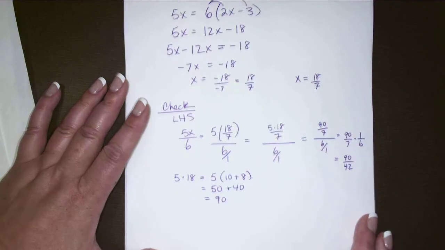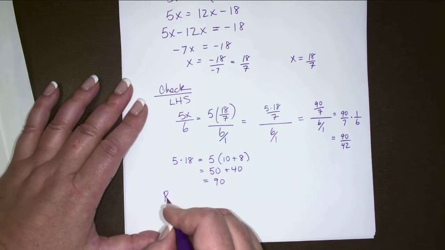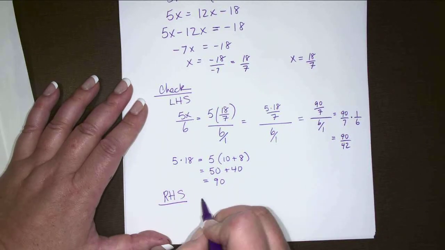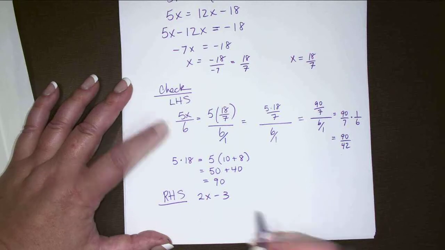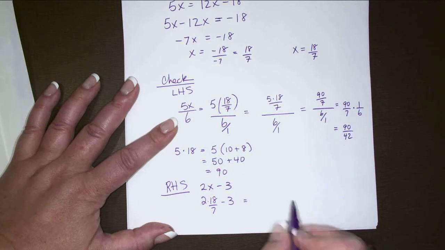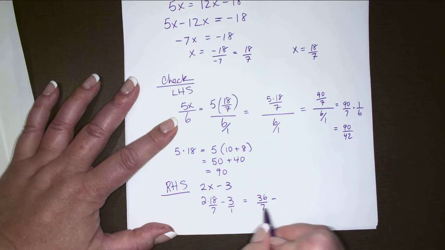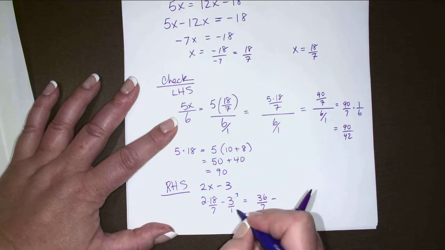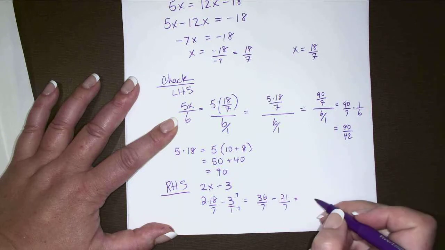But you don't actually need the answer, and maybe this is the way it's going to look on the right-hand side. So what do we get on the right-hand side? 2x minus 3 was the right-hand side. And what are we plugging in? 18 over 7. So 2 times 18 over 7 minus 3. 2 times 18? 36 over 7 minus, we want a common denominator, 21 over 7. Subtract 36 minus 21.